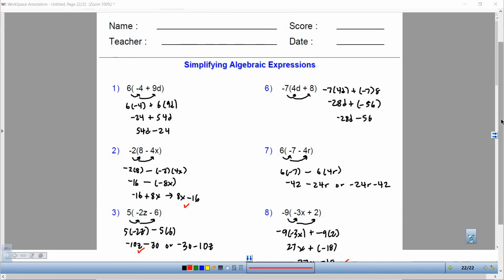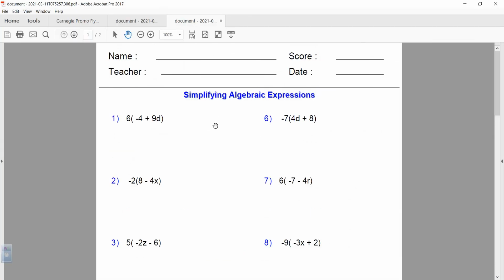So there are some problems where we simplified algebraic expressions specifically by applying the distributive property, which is multiplication over terms inside parentheses that are either being added or subtracted.